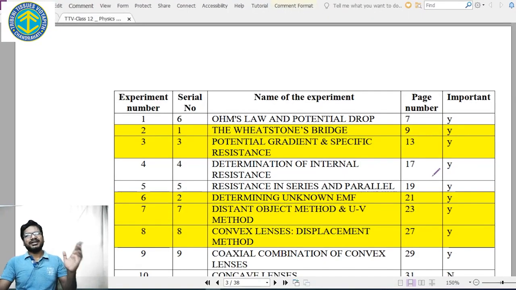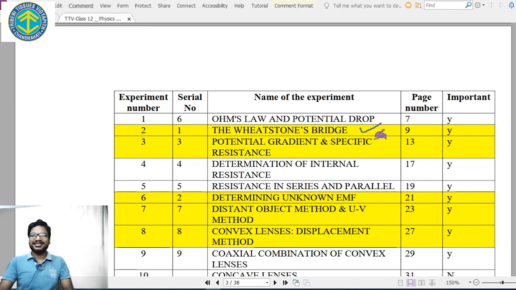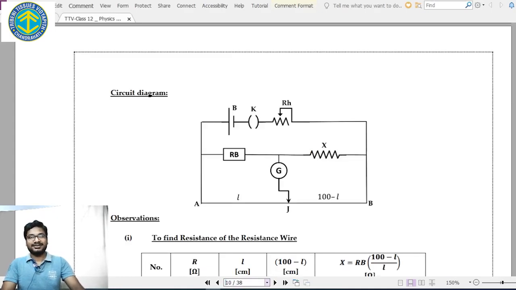Our target today is to do this experiment that is called the Wheatstone bridge. We'll do the serial number 1 practical. So let us jump to that experiment. It's on page number 10. Yes, page number 10. So this is the circuit diagram.